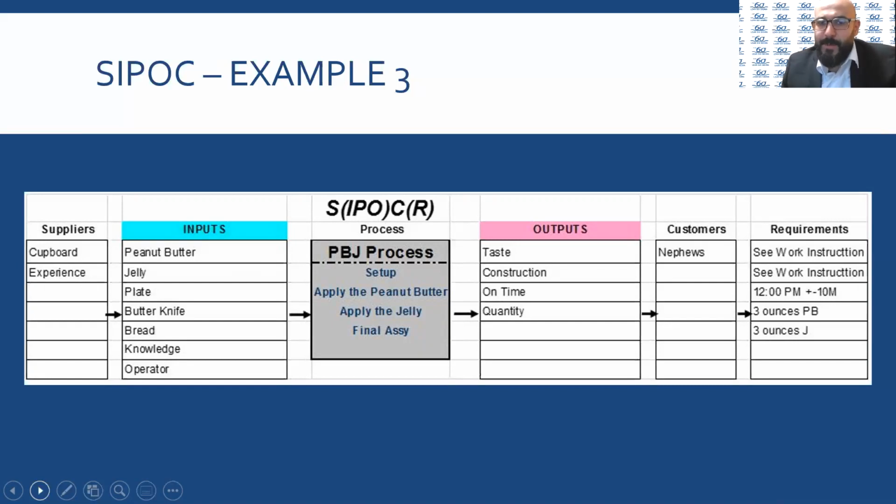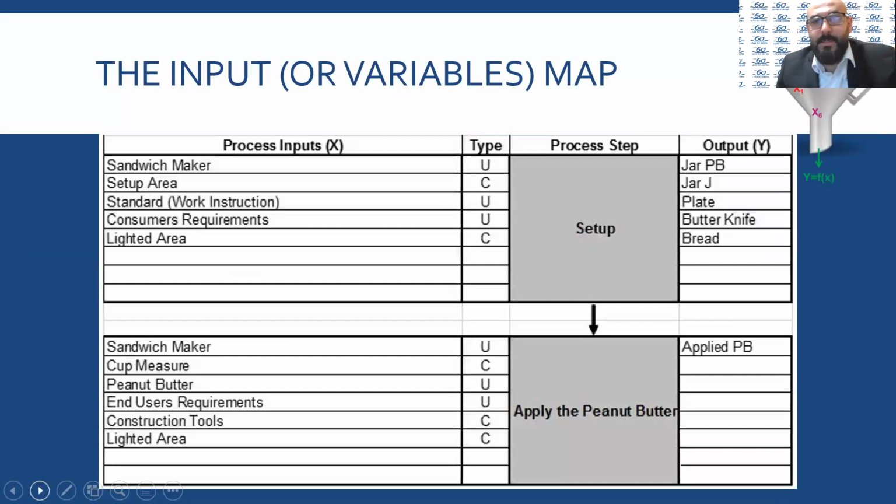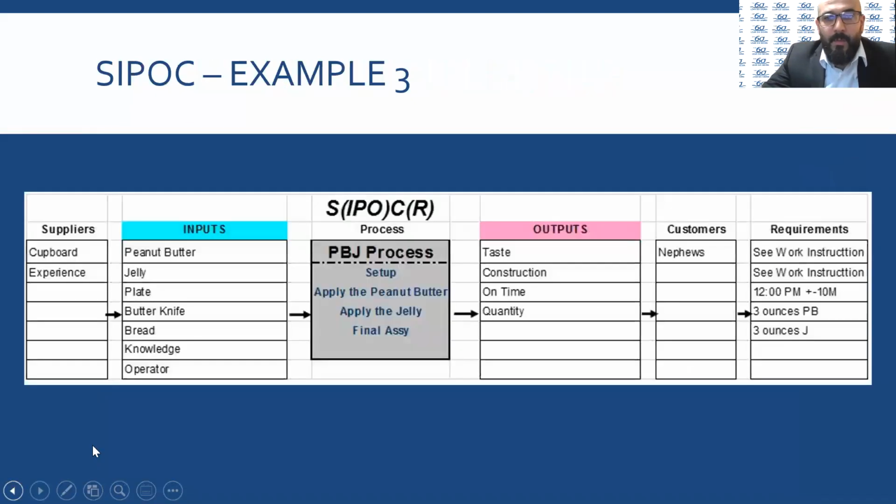The process, what's the process? Setup, apply the peanut butter, apply the jelly, final assembly. As an output, you will have taste, construction, on time, quality. Customer, nephew. Requirements, you could add the requirements on the right side. Okay, now you could go into more details. As you see here, we have setup, apply peanut butter, apply jelly, and final assembly.